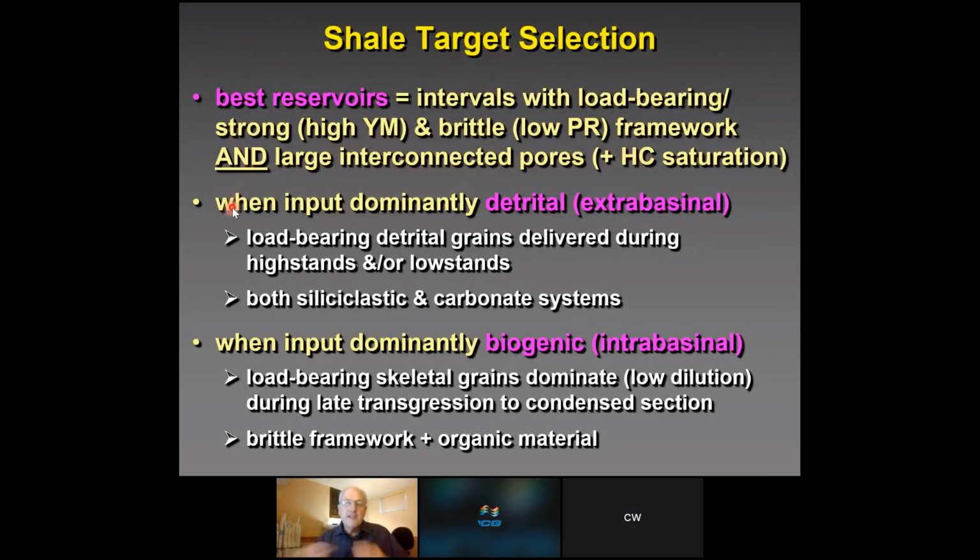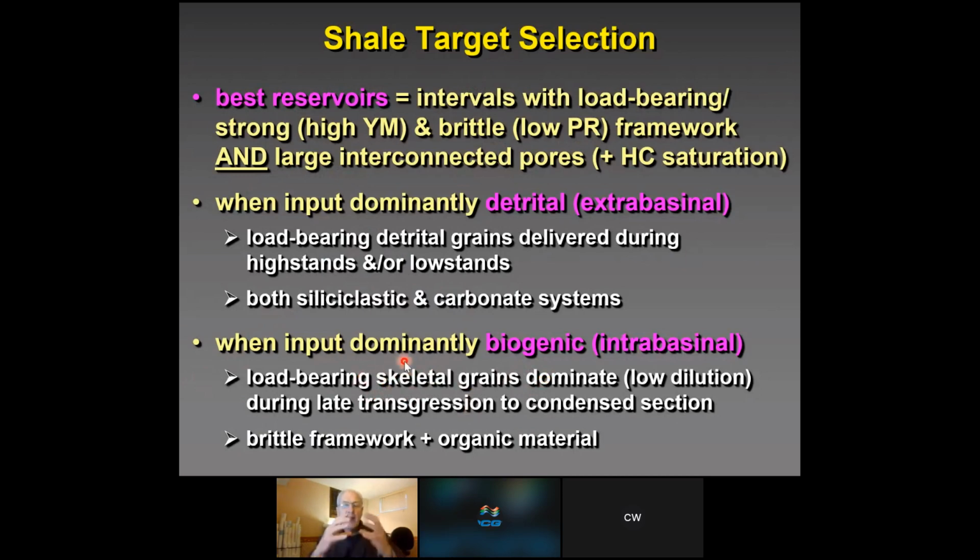If your input is dominantly extrabasinal or detrital, you get load-bearing detrital grains coming into the system during high stands and low stands, in both clastics and carbonates. But if your system is dominantly biogenic or intrabasinal, these load-bearing grains are not detrital, they're skeletal material. You don't want a lot of detrital material. That would simply dilute this. The clays and silt would dilute your skeletal grains.